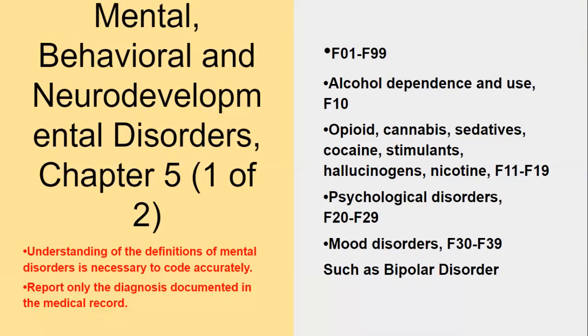So now we're moving on to Chapter 5, which is going to be our mental, behavioral, and neurodevelopmental disorders. And that's going to go from F01 through F99. Understanding the definition of mental disorders is necessary to code accurately. Report only the diagnosis documented in the medical record. For example, you're going to have alcohol dependence and use as F10, opioids, cannabis, sedatives, cocaine, stimulants, hallucinogens, and nicotine, F11 through F19. Psychological disorders are F20 through F29. Mood disorders such as F30 and F39, those are mood disorders, such as bipolar disorder.